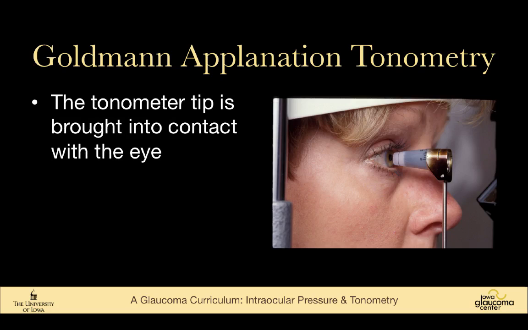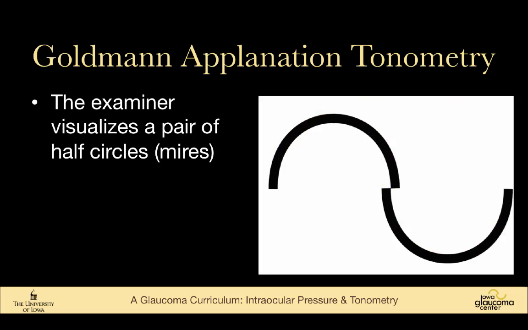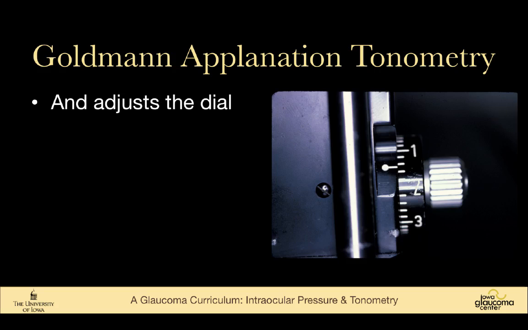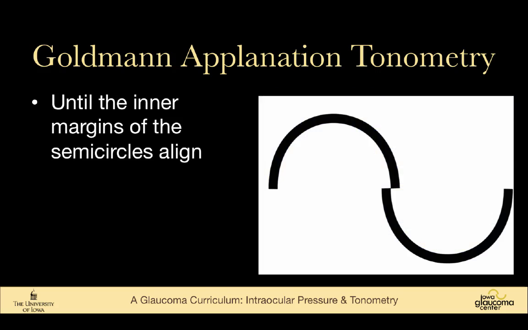The tonometer tip is brought into contact with the eye, and the examiner looking through the oculars will visualize a pair of half circles called Mires and adjust the dial on the tonometer until the inner margins of the semicircles align. So this is the view, turning the dial until the inner margins of these semicircles align, and if there's a little pulse pressure, we try to have it average so that the inner sides are aligned.